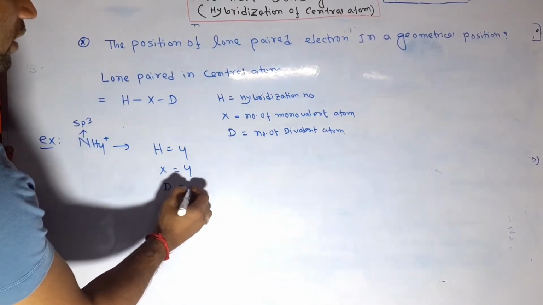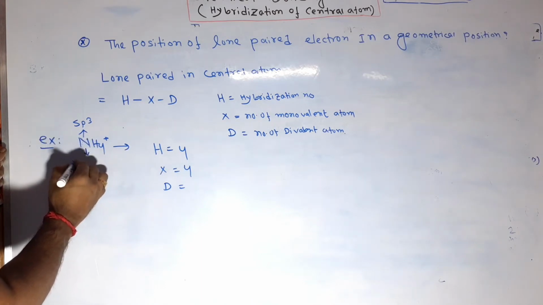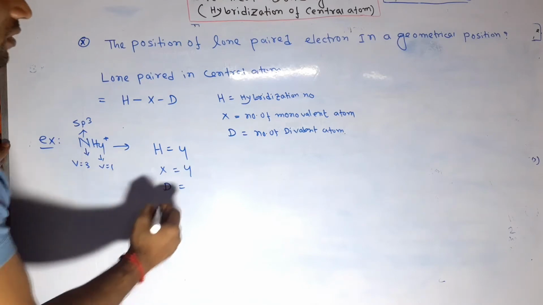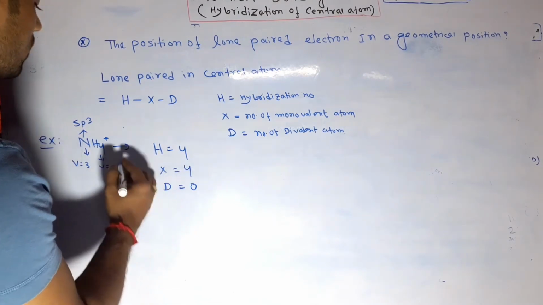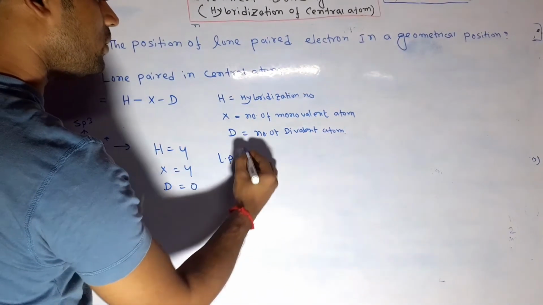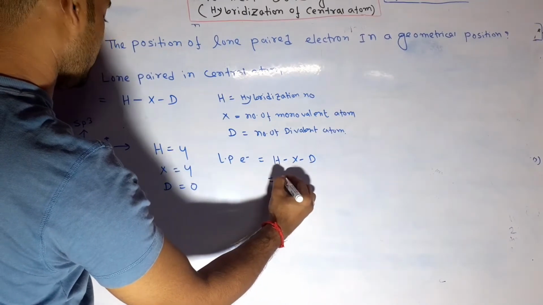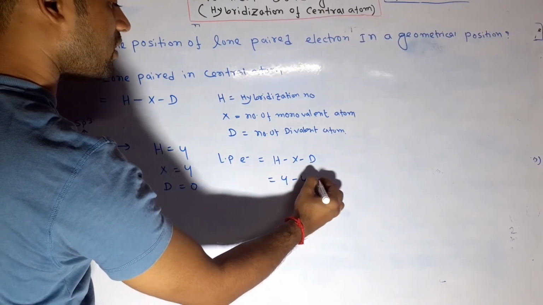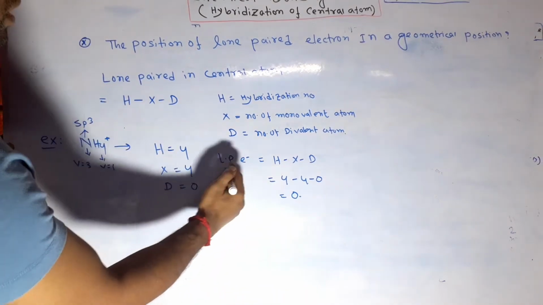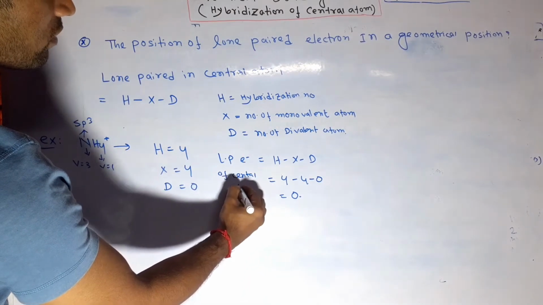D, number of divalent atoms. In this molecule, nitrogen has valency 3 and hydrogen has valency 1, so there is no divalent atom. So D is 0. We determine the lone pair electrons on the central atom as H minus X minus D. That means hybridization number 4 minus X minus D, so the lone pair is absent. So the NH4+ ion's central atom has no lone pair electron.